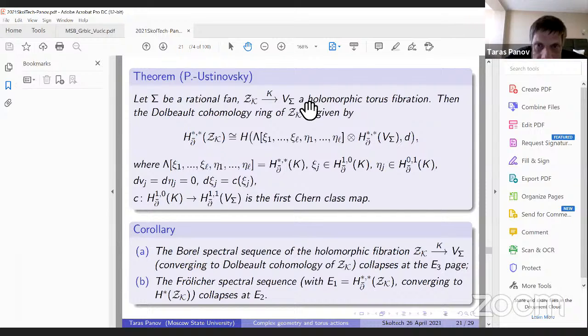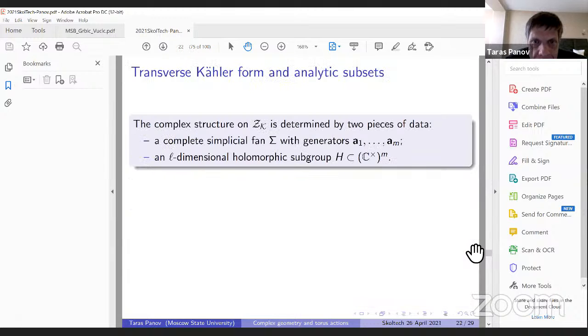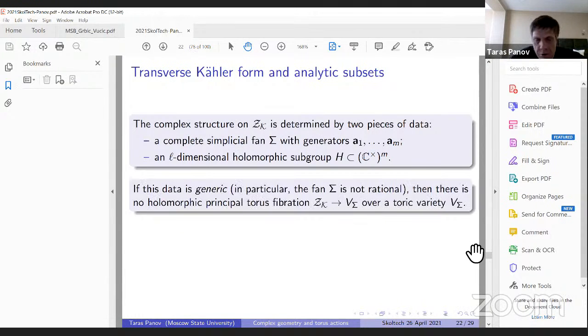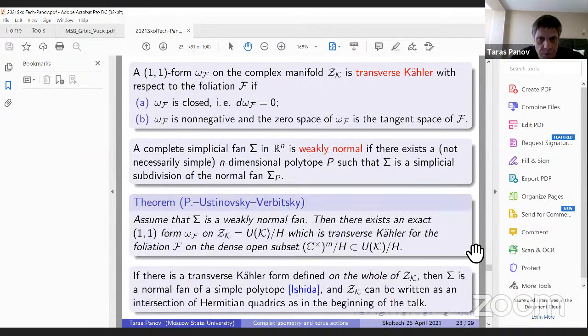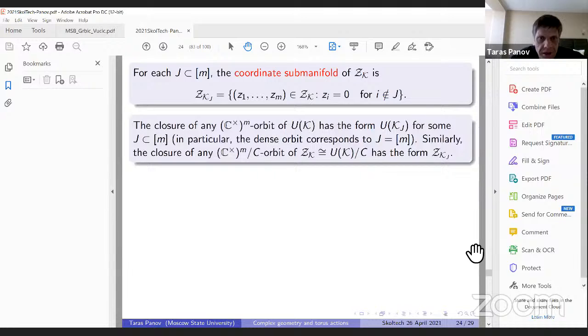So in the rational case, there are lots of ways to say something about the Dolbeault homology, but we do not have a generalization of this result to the non-rational settings because we do not have a fibration to apply those spectral sequences to. And then the only thing we can say in general, in the non-rational case, is about basic cohomology. That's probably the last result which I'll show you. There's also a part about transverse Kähler forms. I'll only mention it briefly, that's our work with Misha Verbitsky and Yuri Ustinovsky.